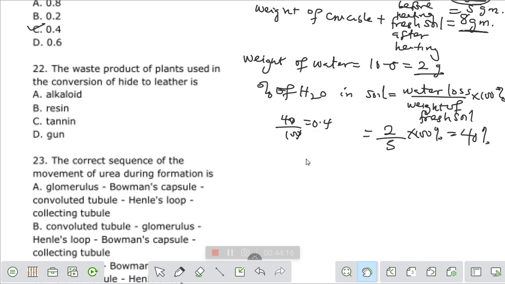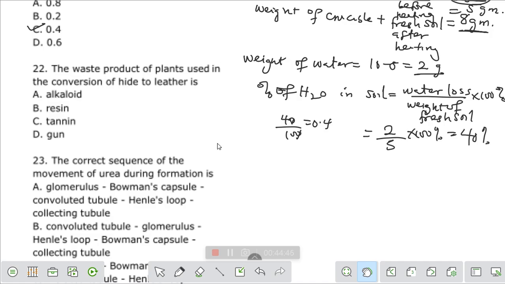Tannin. Tannin is what we use, because tannin is used in the tanning process to make the hide less susceptible to decay and to impart certain qualities to the leather, such as greater resistance to water. So the answer is tannin.